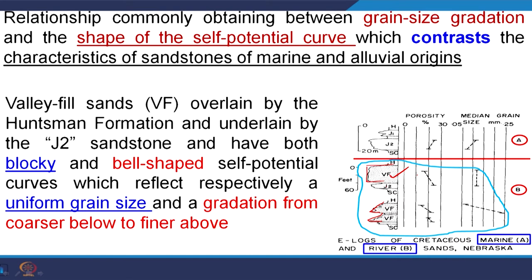So if you see here, both have blocky and bell shaped self potential curves, which reflect respectively a uniform grain size and a gradation from coarser below to finer above. So here we are getting uniform grain size, but here it is coarser below and finer above, similarly coarser below, finer above. So that means for these two, we can distinguish these deposits as point bar deposits.